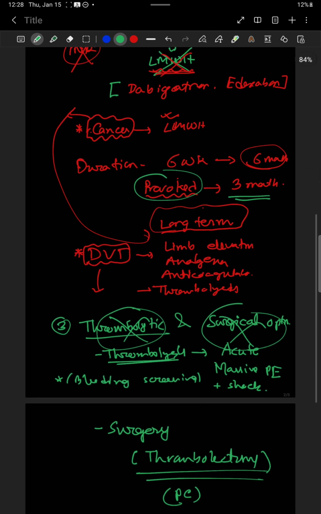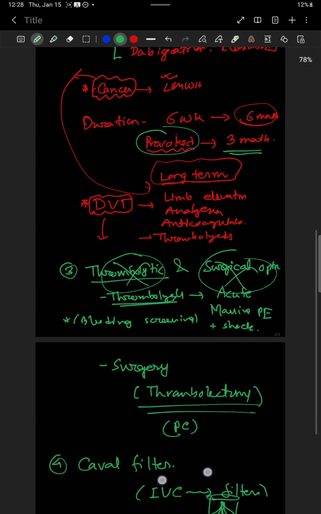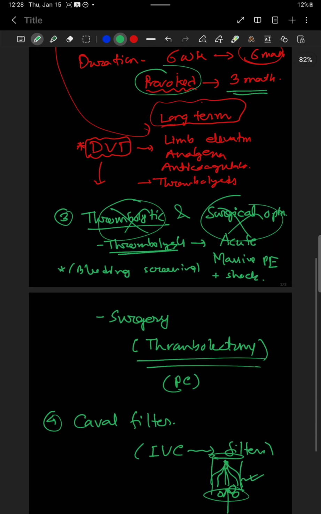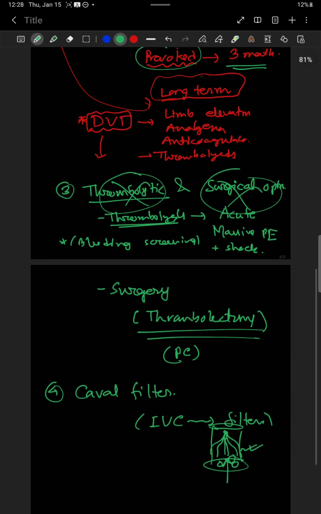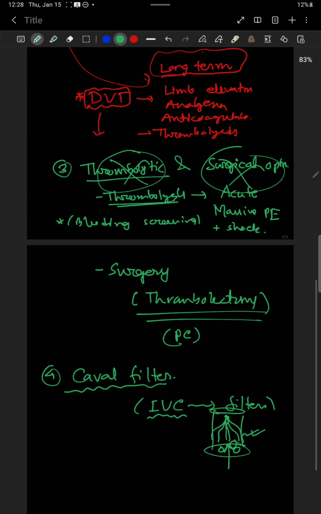There is thrombolysis or surgical embolectomy as an option also, but you should keep in mind the bleeding risk also. And at last, if it is not possible to give anticoagulation or thrombolysis, you can go for a cava filter. In the inferior vena cava, you will place the filter until you can give anticoagulation. If you can start anticoagulation, you have to remove these cava filters.